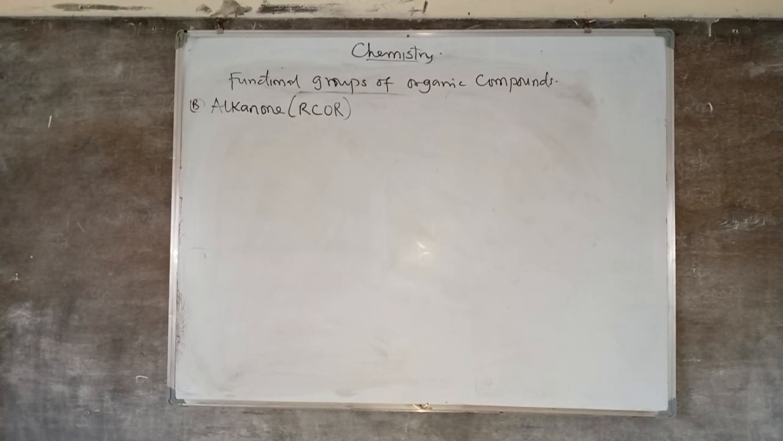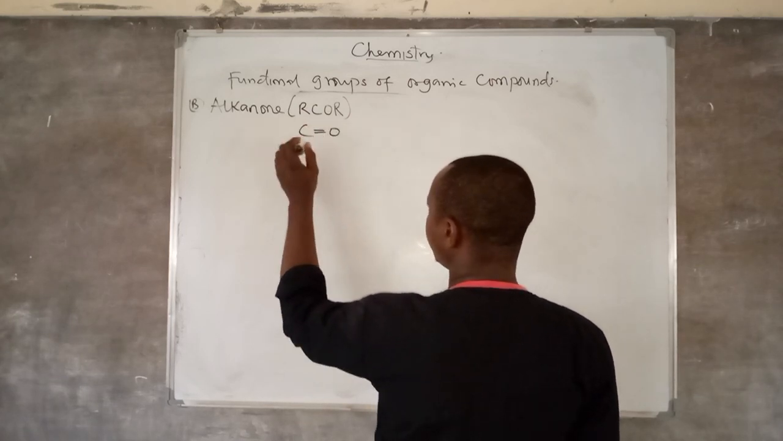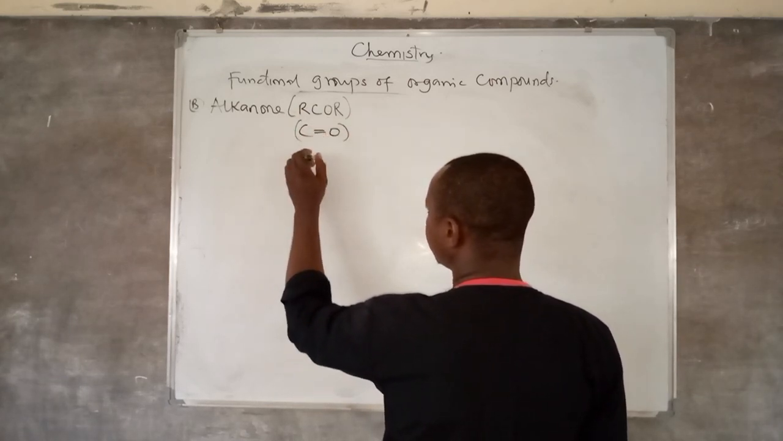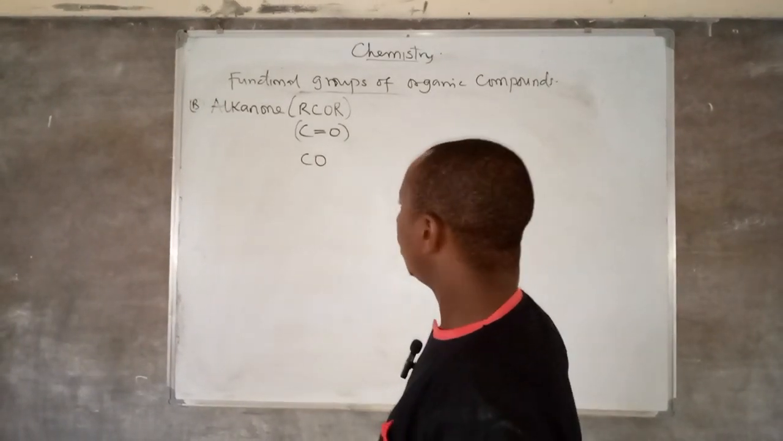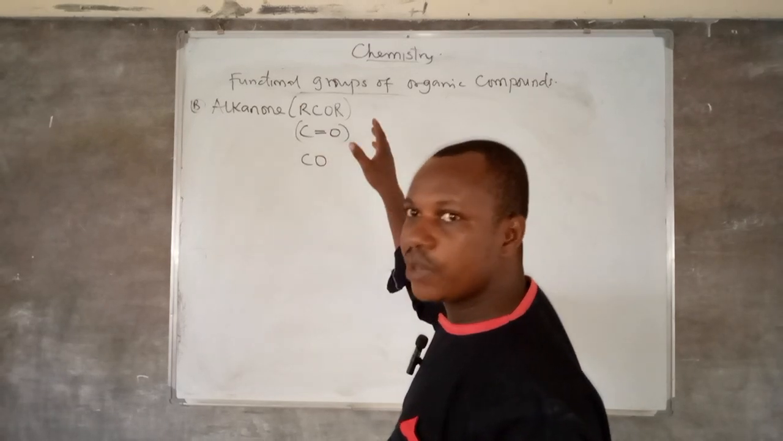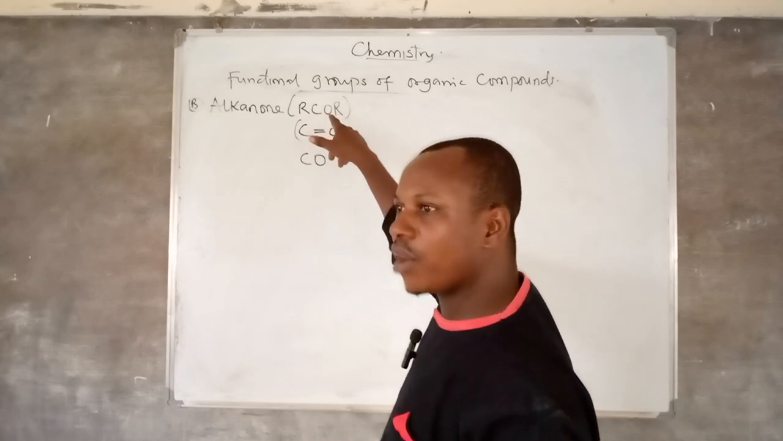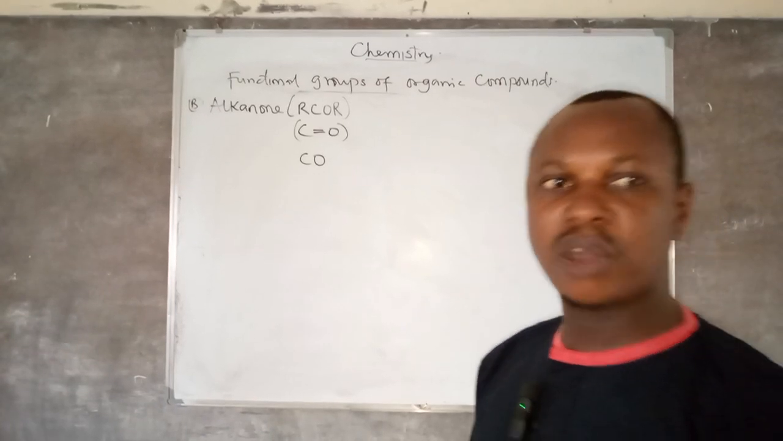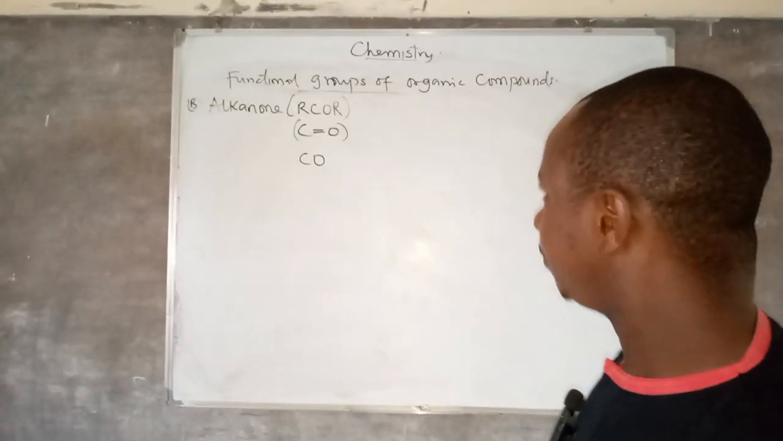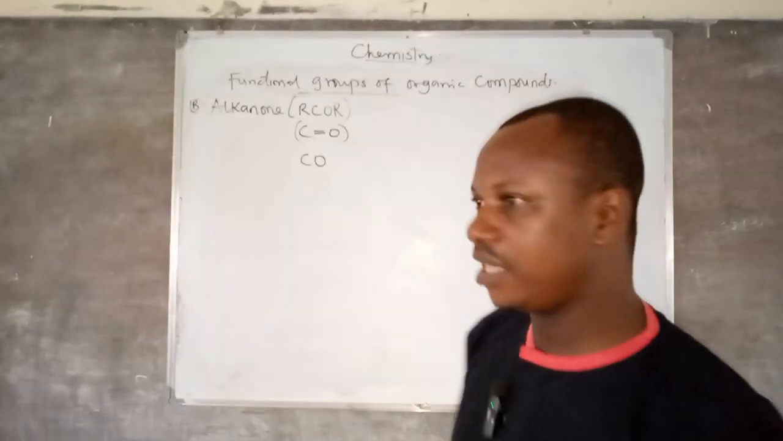Alkanone. We are still dealing with functional groups of organic compounds. The functional group present in alkanone is simply CO. If you watch from alkanoate that we did, it looks similar. But remember, alkanoate has double oxygen, but here it has only one oxygen. One oxygen is present in alkanone, while in ester or alkanoate, you have two oxygen atoms.